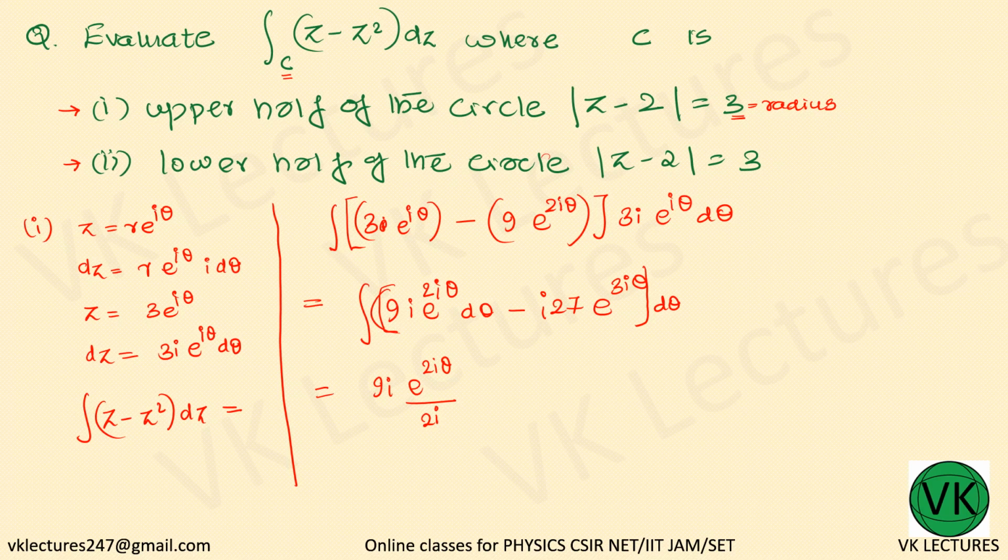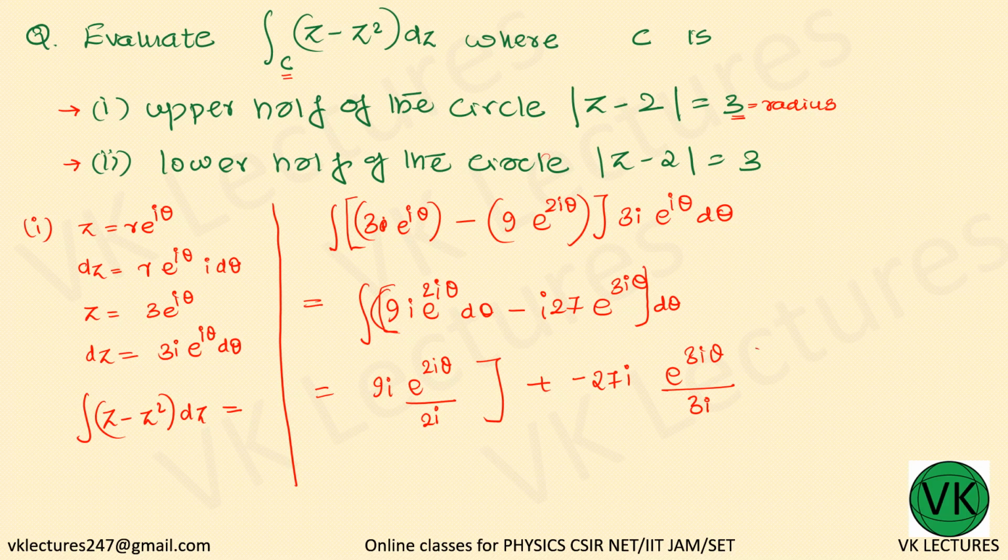Then this value is from, let's put the limits later. Then minus 27i e to the power 3i theta divided by 3i.